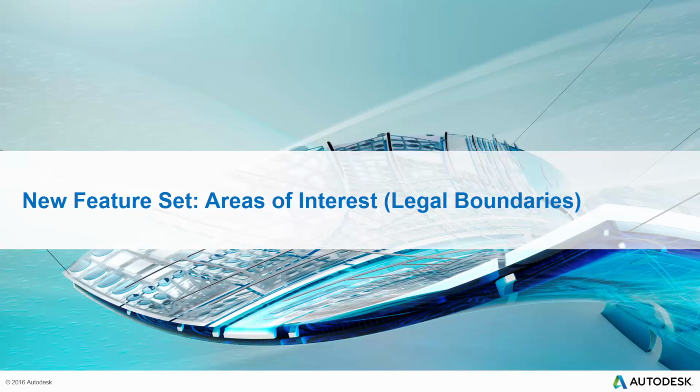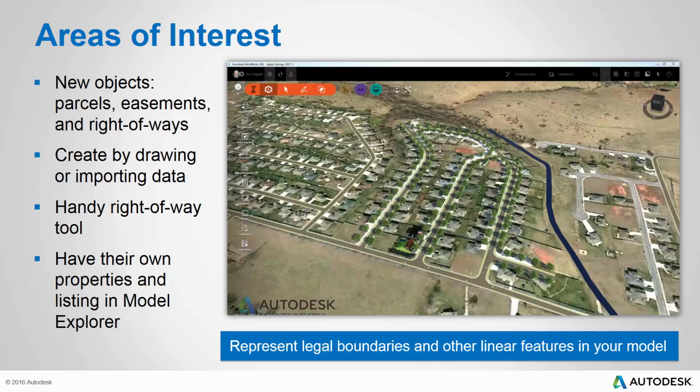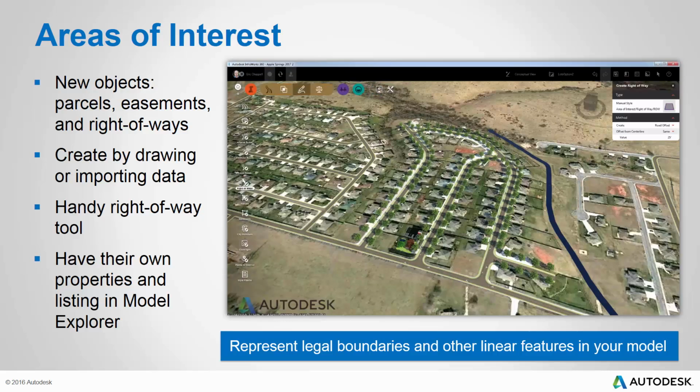Let's take a look now at a new feature set in InfraWorks 360, Areas of Interest. As you're about to see, these are great tools to use to represent legal boundaries in your model. With the new release of InfraWorks 360, you can use areas of interest to represent parcels, easements, and right-of-ways. And you can do this by drawing them in the model or by importing data. To show you how to draw in the model, I'll show you a handy tool for creating right-of-ways.